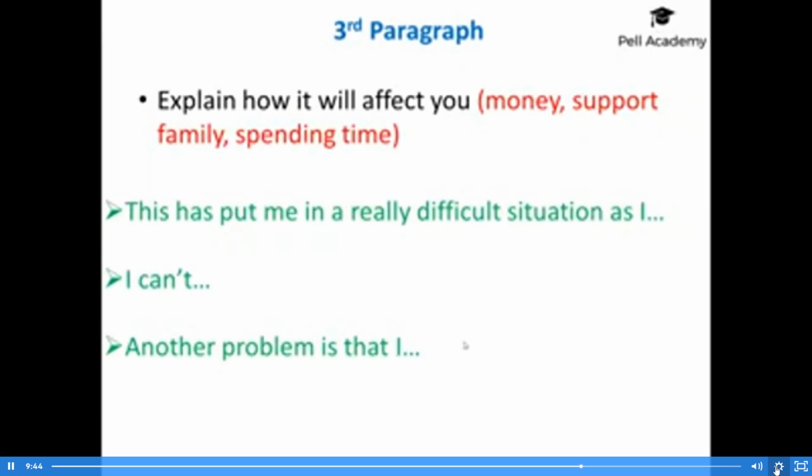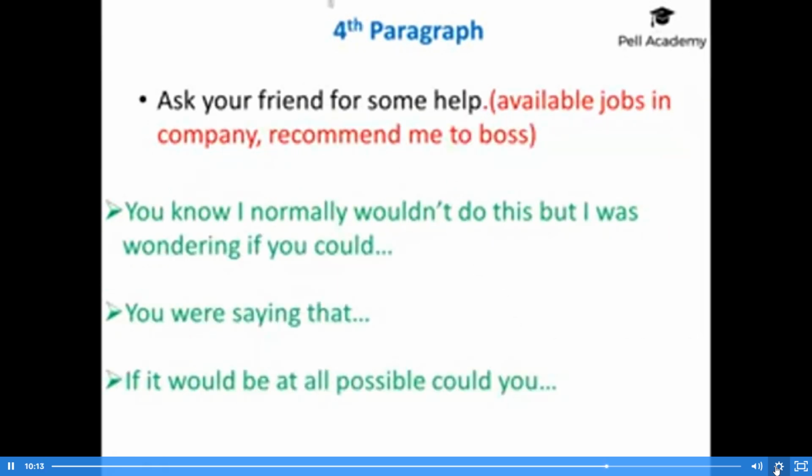Third paragraph then, this is just a good phrase, something we would naturally say: this has put me in a really difficult situation, as I no longer have the income that I had while I was working, and I can't support my family in the way that I wish I could. Another problem is that I don't know how to spend my time anymore, and I tend to just stay at home doing nothing a lot of the time. Okay, and the last paragraph then.